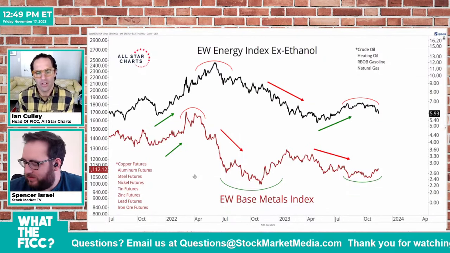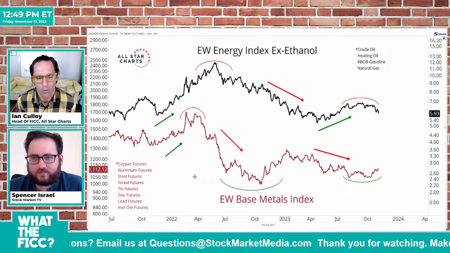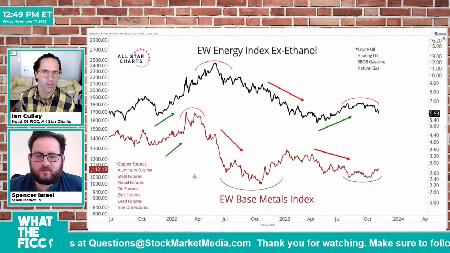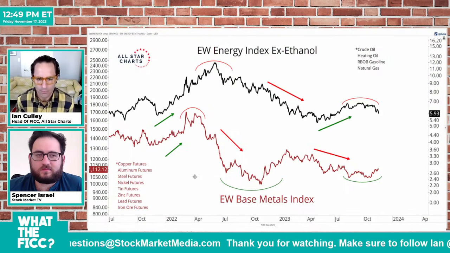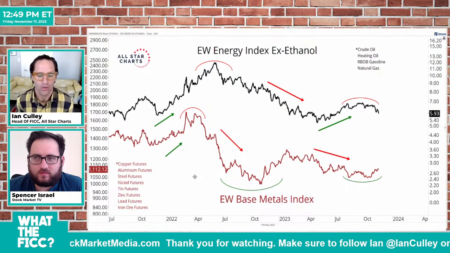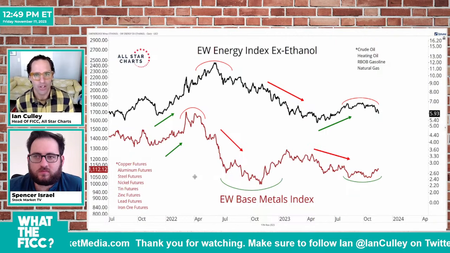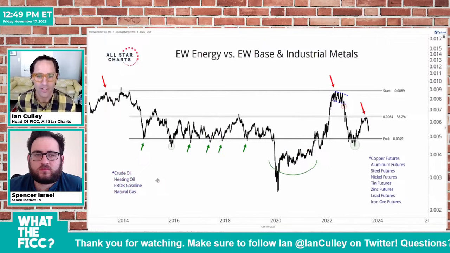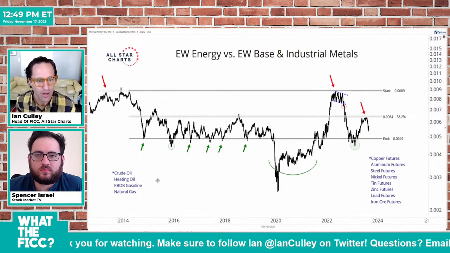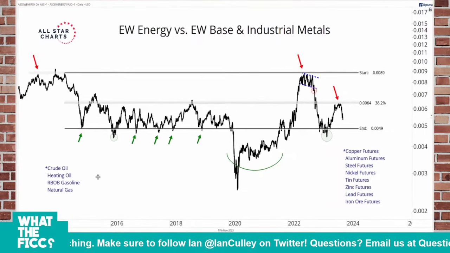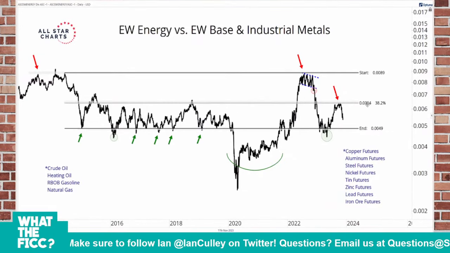If energy's starting to pick up, when are the other pro-cyclical commodities going to join? Well, they're starting to now as energy comes off. So we're seeing a little bit of rotation there. And it's funny that it just so happens that energy is rolling over relative to our equal weight base industrial metals at a key retracement level here.